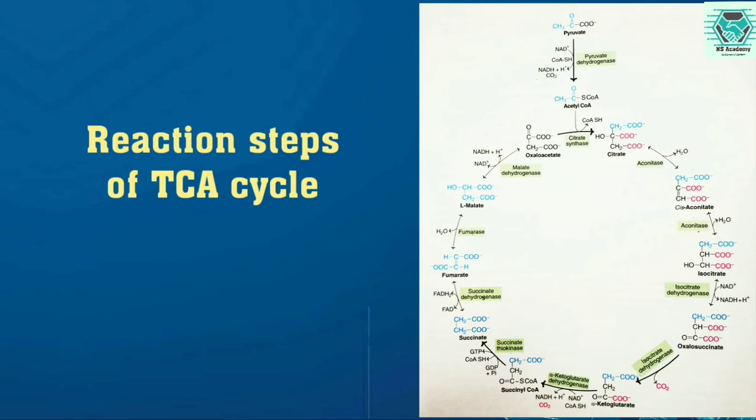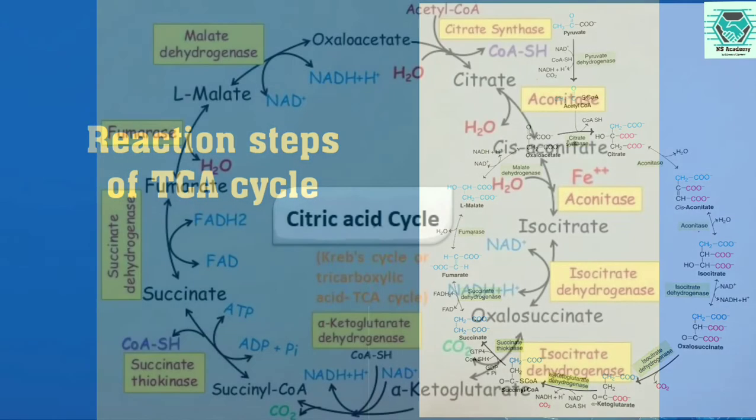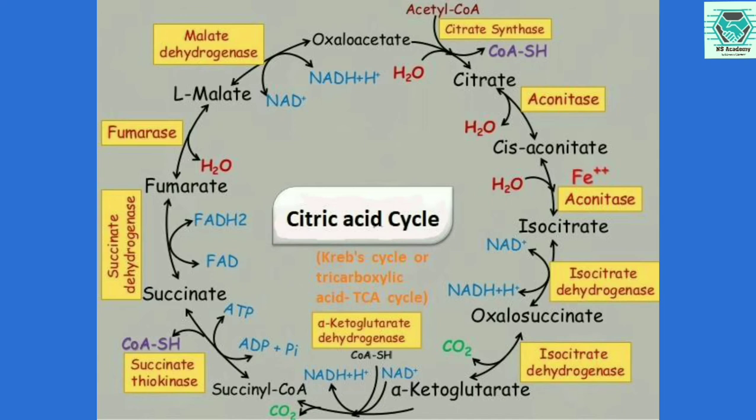In the next 2 steps, that is step 4 and 5, formation of alpha-ketoglutarate. The enzyme isocitrate dehydrogenase catalyzes the conversion of isocitrate to oxalosuccinate and then to alpha-ketoglutarate. The formation of NADH and the liberation of carbon dioxide occur at this stage.